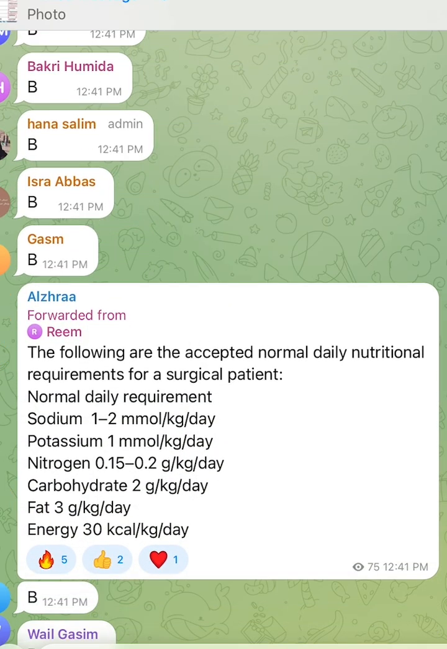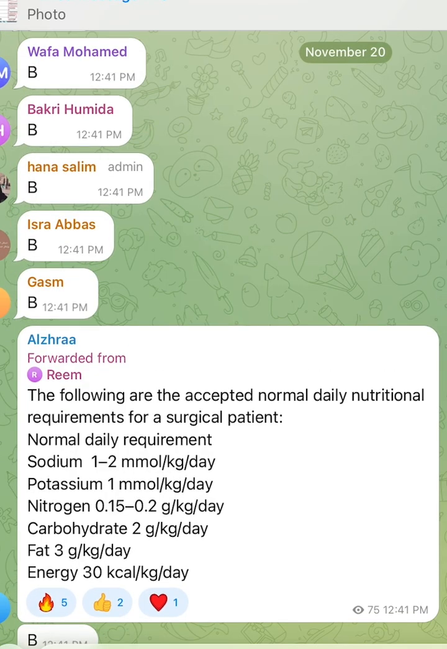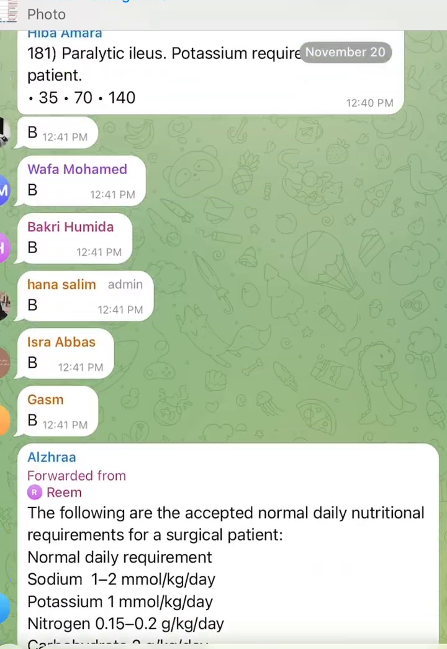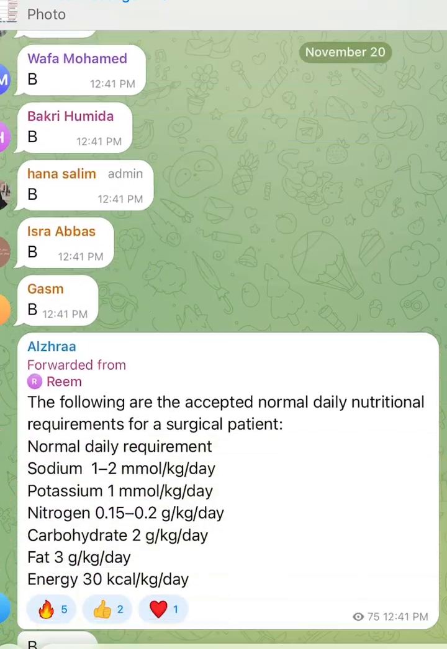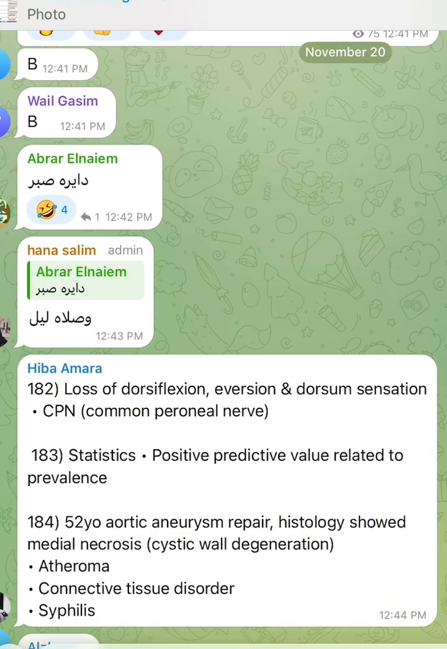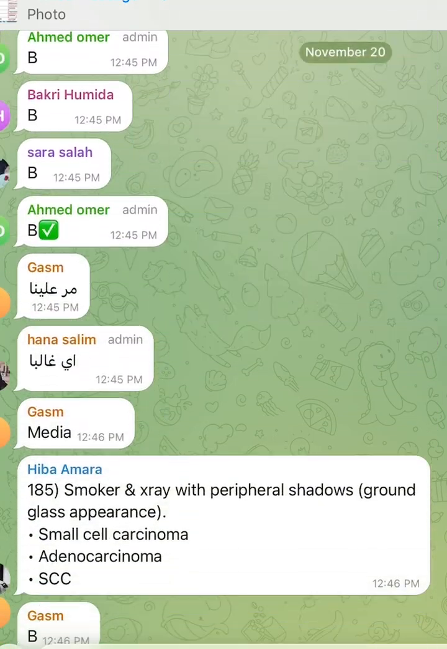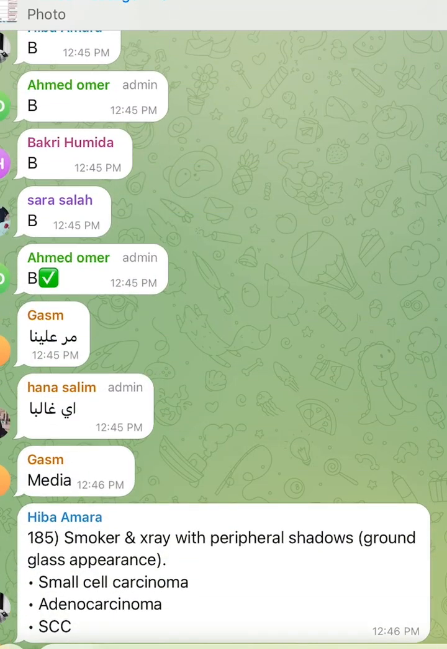The following are accepted normal daily requirements of a surgical patient: sodium, potassium, nitrogen, carbohydrate. Okay. Potassium required 70. Loss of dorsiflexion, eversion, dorsum sensation: common peroneal. Positive predictive value is prevalence. Aortic aneurysm histology showed medial necrosis, cystic wall, connective tissue disorder. Smoking and next peripheral shadows, ground glass appearance: small cell carcinoma.